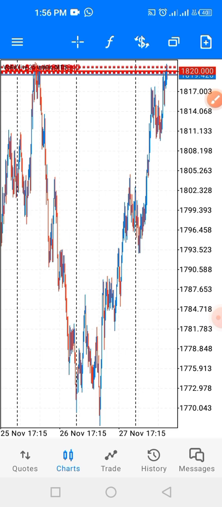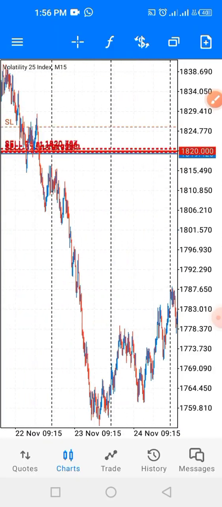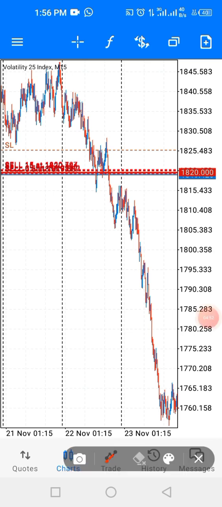You're not going anywhere. The market is not going to hit you out. So that's exactly what you saw me doing. Look at where I kept my SL, just 5 points from my entry. My entry was at 1820. My SL was at 1825. So it's just 5 points.